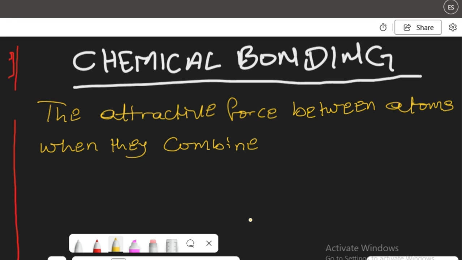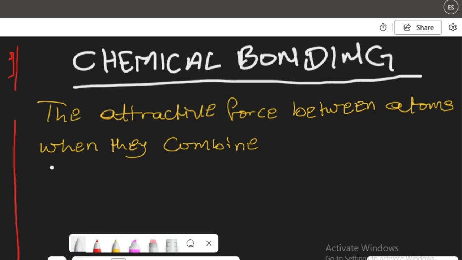Chemical bonding. Now, what is chemical bonding? Chemical bonding is the attractive force between atoms when they combine, either to form molecules or to form compounds. So when atoms combine to form a molecule or compound, the force that brings them together and keeps them together is called chemical bonding.